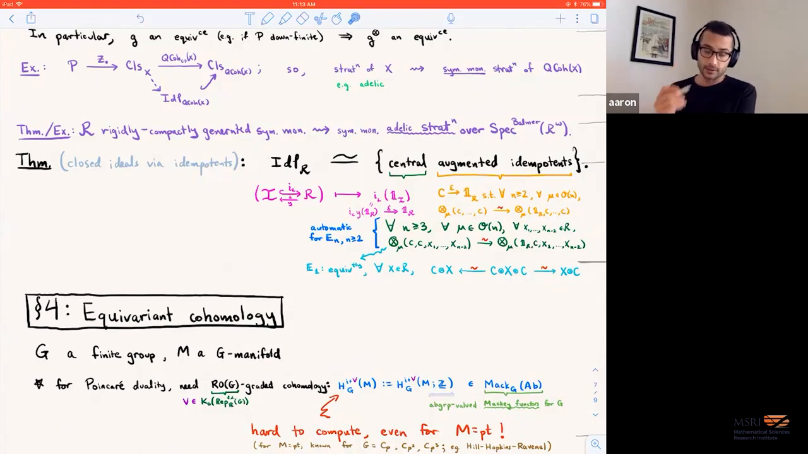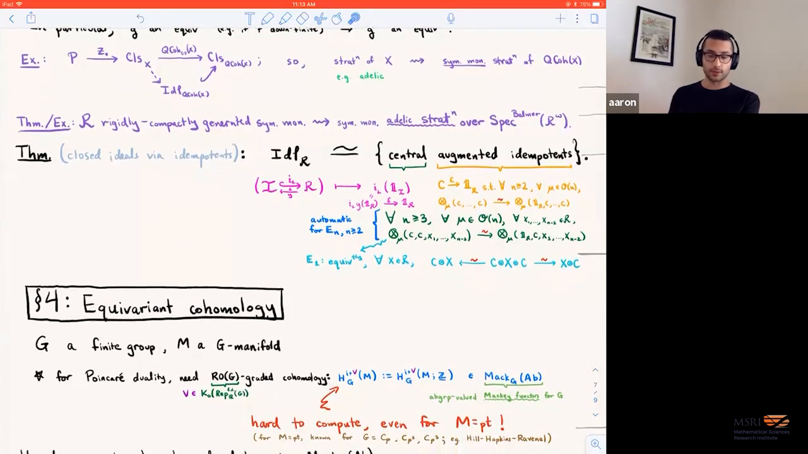So first of all, there's that, the RO(G) grading. And then second of all, for things to work out compatibly, you also have to remember this not just as an abelian group based on i and V, but in fact as a Mackey functor, so a Mackey functor valued in abelian groups. Whatever that is, it's a whole lot of structure, but it is more or less the minimal thing that you need for equivariant Poincaré duality. But it is a lot, and as a result, this equivariant RO(G) graded cohomology is hard to compute, even in the case where the manifold is a point.